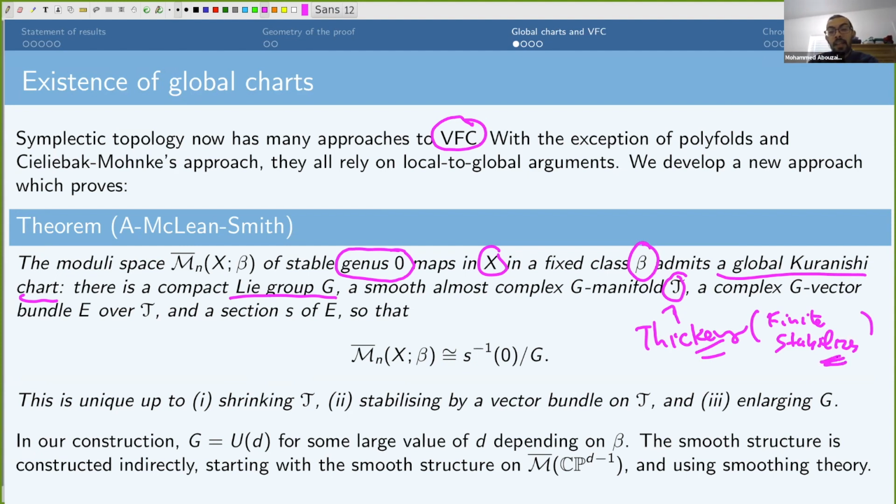Okay. In addition, there is a complex vector bundle over T and a section. So the picture you have is there is T here, there is E here, G acts on both of them. This is the projection map. I'm not going to denote it by anything. And then there is this section S. And S is G equivariant. I should have written that it's G equivariant.